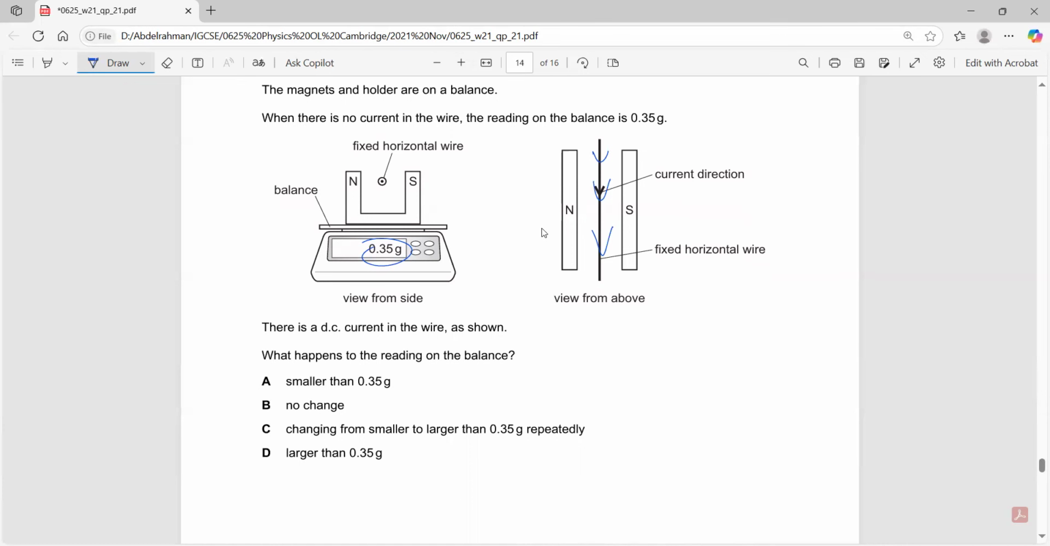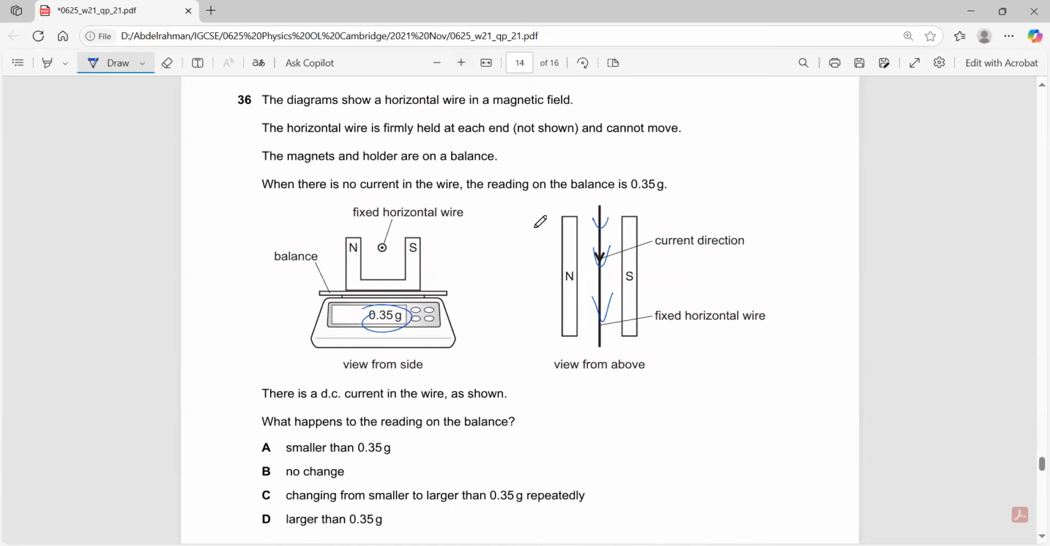You have this wire, the wire is actually fixed in place. The wire does not move. The horizontal wire is firmly held at each end. It cannot move. This is the whole point of this question: this wire cannot move.